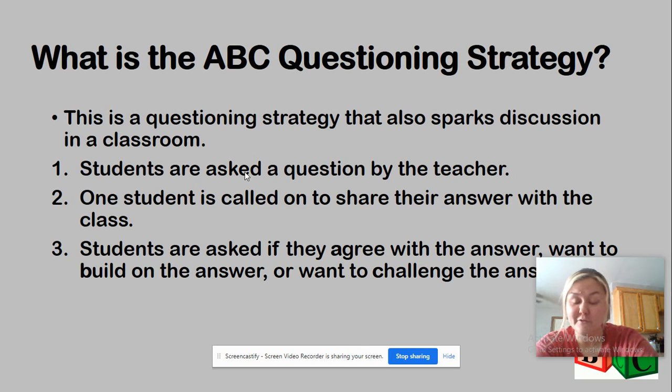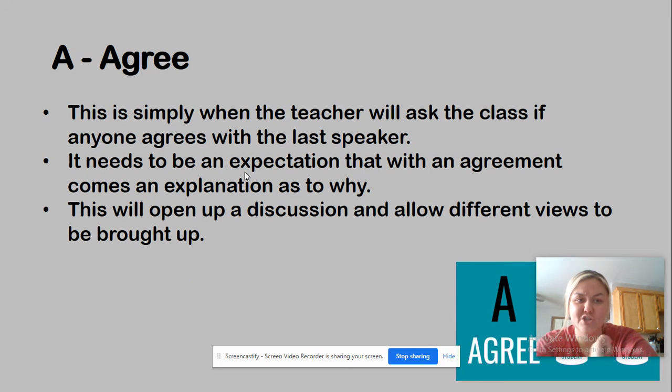And then after the first person answers, you're going to have either small group discussions or whole group discussions about whether they A, agree with the given answer, B, want to build on the answer, or C, want to challenge the answer. We're going to dig in a little deeper about each letter.